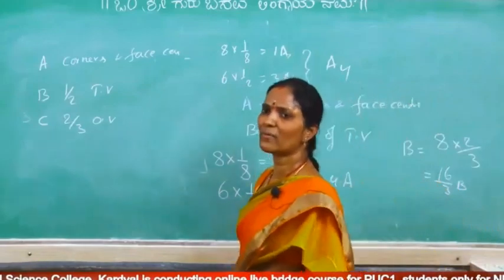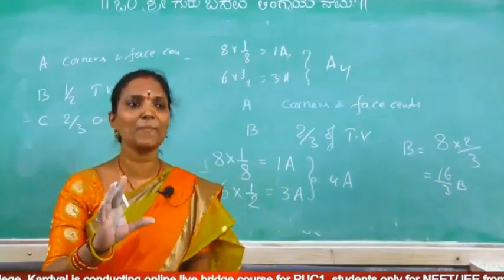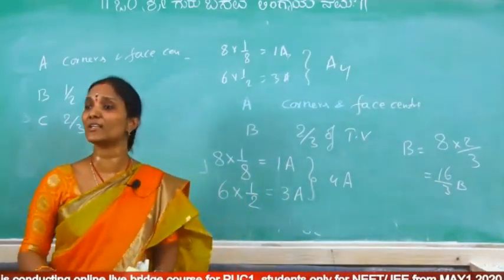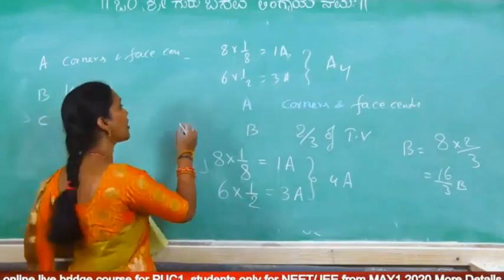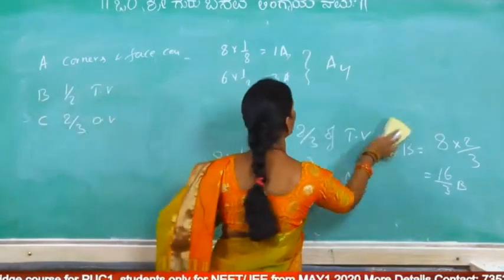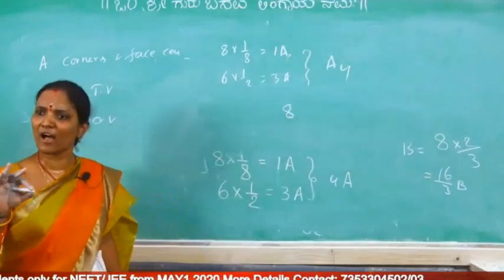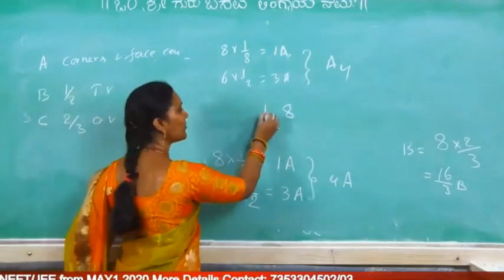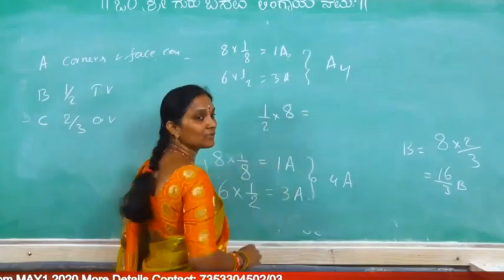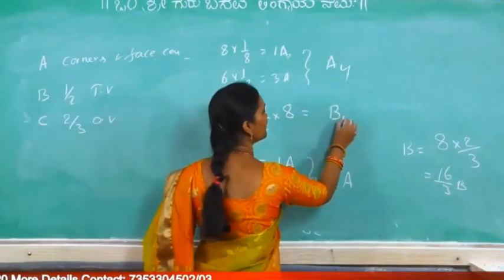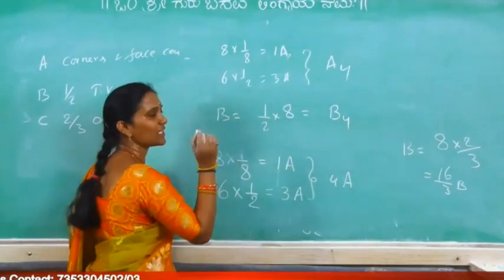Now, tetrahedral voids. How many tetrahedral voids? The number of particles is 4. The number of tetrahedral voids is 2 into the number of particles. How many tetrahedral voids? 8. Yes or no? But how much is occupied? Only half is occupied. 1 by 2 into 8, nothing but 4B. B4 we are getting. This is the position of B.